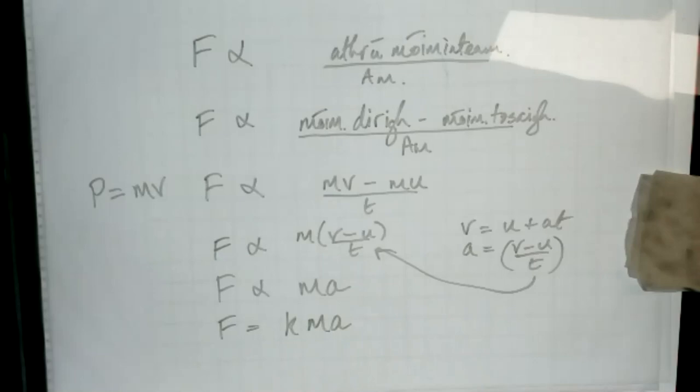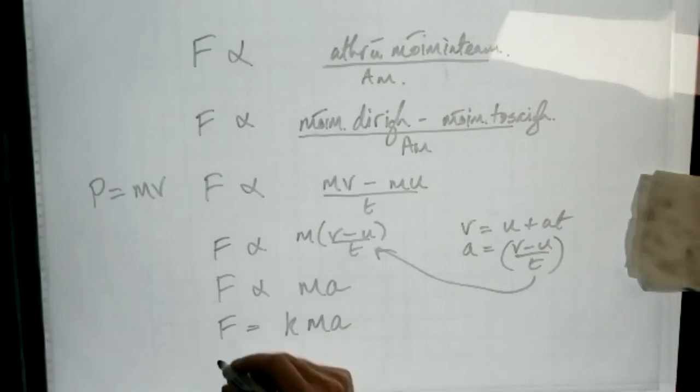The definition of force: the unit of force is the Newton. Force is mass times acceleration. So what is one Newton? One Newton is the force that gives a mass of one kilogram an acceleration of one meter per second squared.